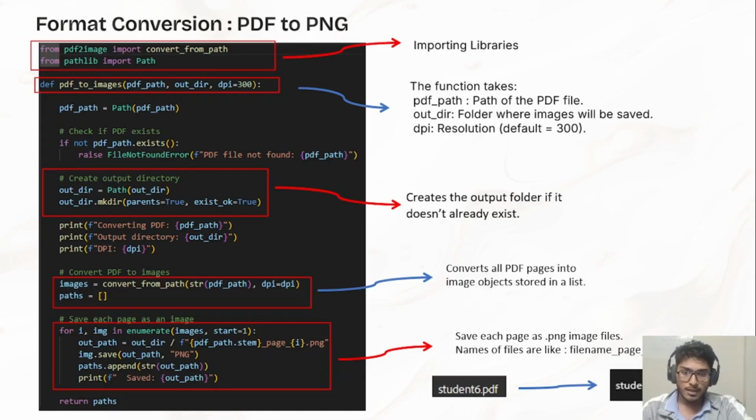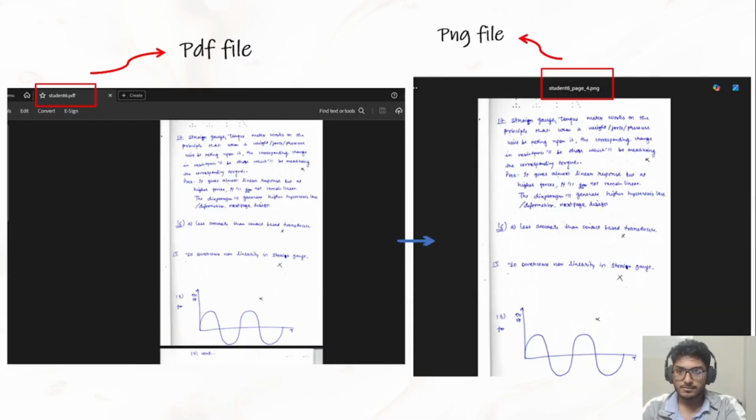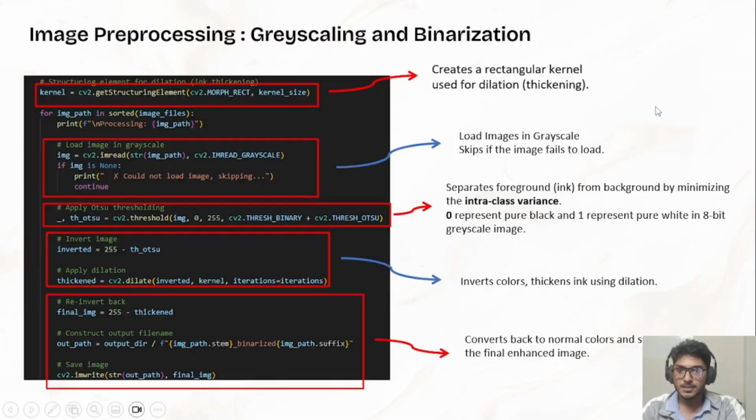What are the names of the files? The file names are file name underscore page underscore one. So by this, you can see there is a student name, then page, and then PNG format. So we can hold the file names like this. This is the example: there is a PDF file we were given earlier, and this is the output PNG file. There is a PNG file name which we have set, and we convert PDF to PNG.